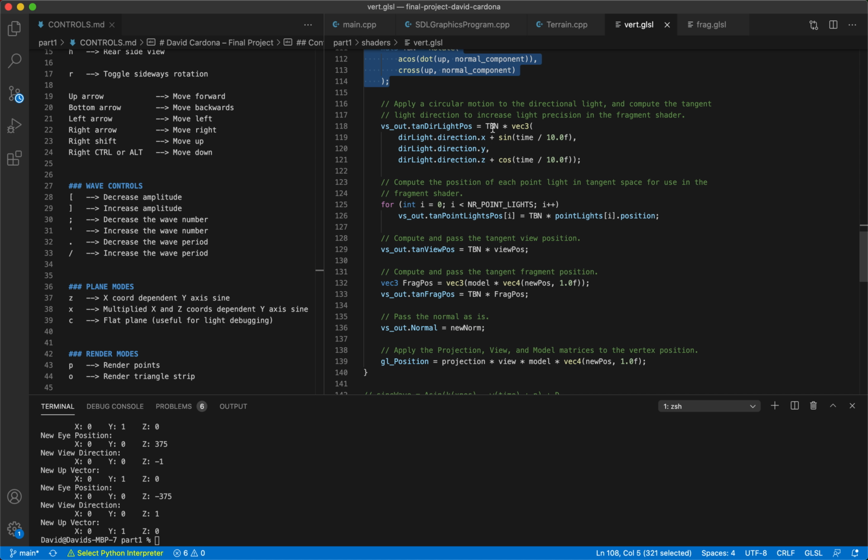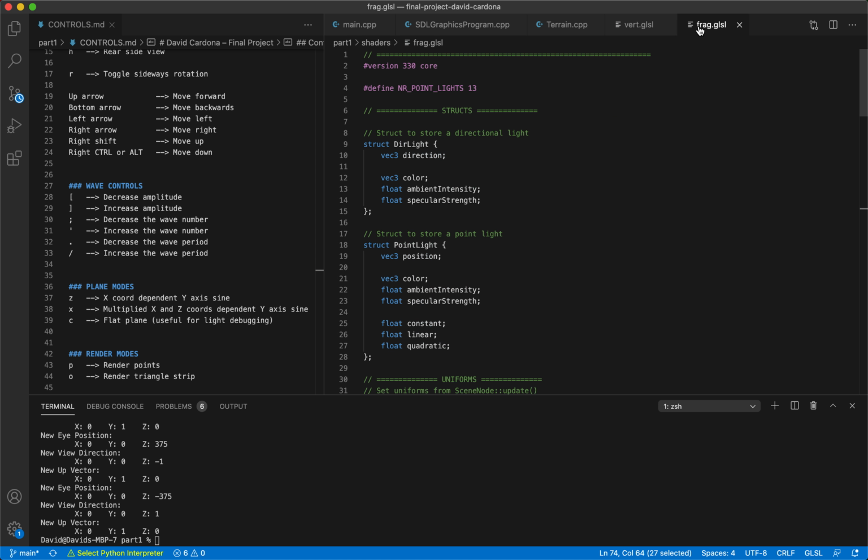I am then computing the tangent values for directional lights, point lights, the view position and the fragment position, and the movement in the directional light is created by using a sine wave and a cosine in the x and z coordinates respectively, and what this will cause is a circular motion around the y-axis. Sine will make it go one way and cosine will make it go the other way, so when they are both moving at the same rate it will result in a circle.